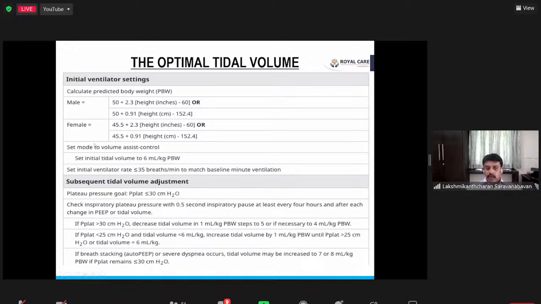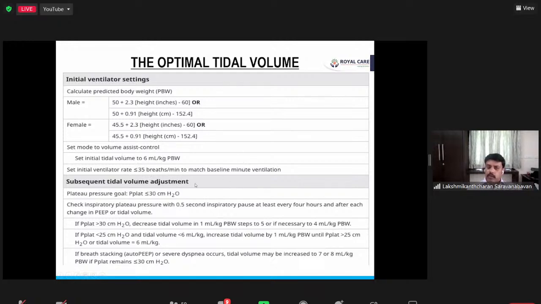predicted weight. Set the initial ventilator rate to around 30 or 32 to match the baseline minute ventilation, because once you come down on the respiratory rate, your minute ventilation goes down. Minute ventilation is nothing but the product of your tidal volume and respiratory rate. So when the minute ventilation goes down, obviously your carbon dioxide washout will not be good, and the patient can end up with a type 2 respiratory failure and an increased carbon dioxide level. So to prevent that, we go up on the respiratory rate to maintain the minute ventilation.